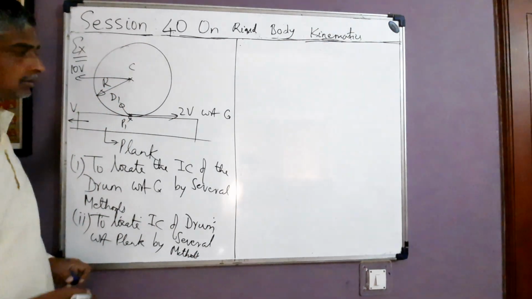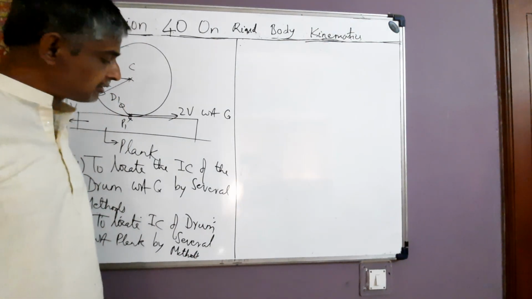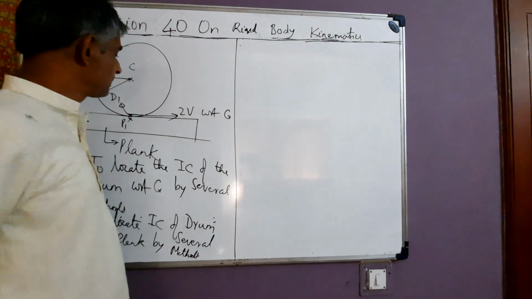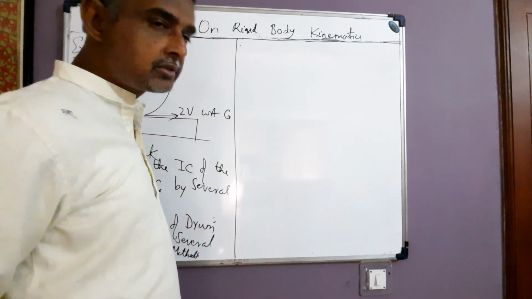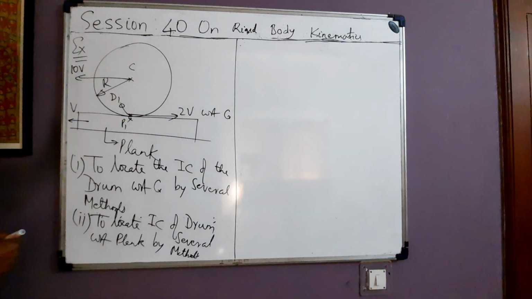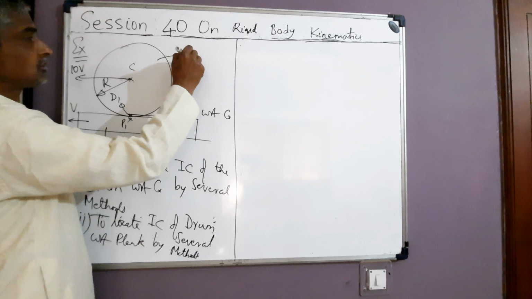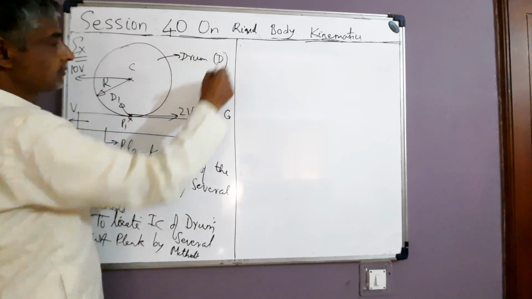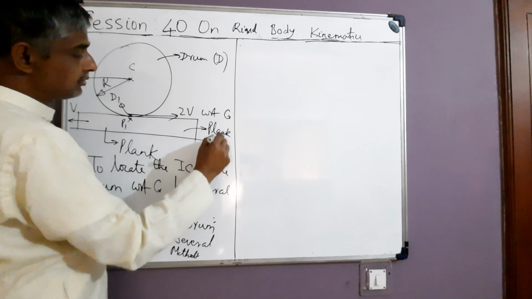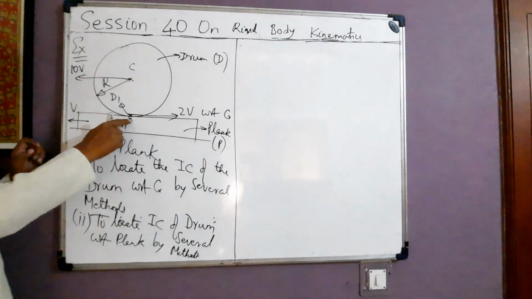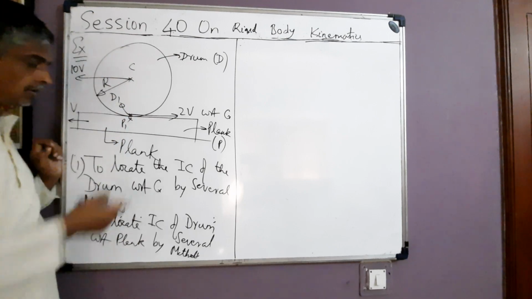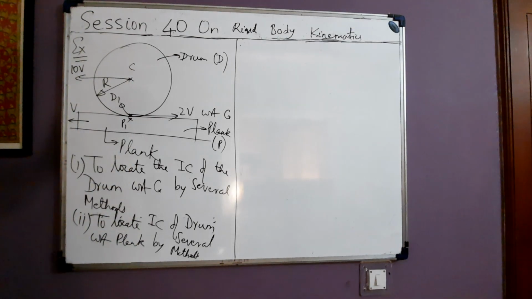In all cases, we have to give the distance of the IC of the drum in terms of its distance from C. And we also have to specify whether it is above C, below C, to left of C, to right of C, wherever it is. So this is the side view of the drum which is denoted by D. This is the side view of the plank which is denoted by P. And P1 is the material point of the plank in contact with material point D1 of the drum. All the details have been given, the question has been specified.